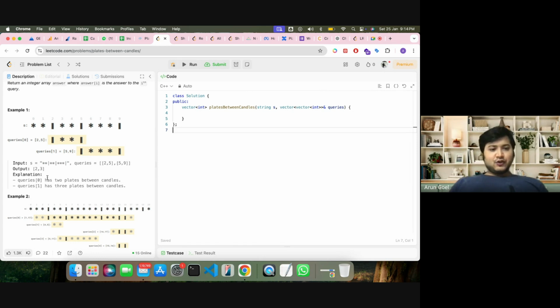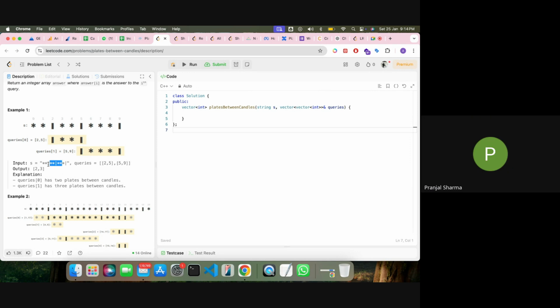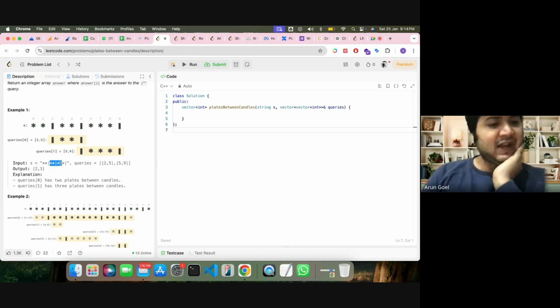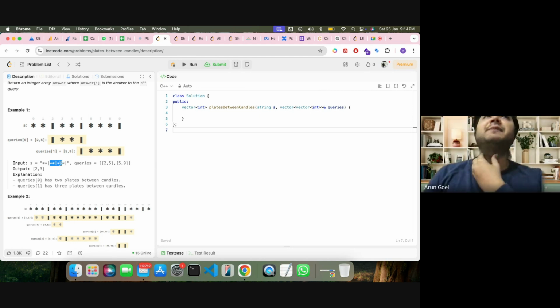Okay, so if I tomorrow ask you, hey, this is the range, tell me how many plates are there, don't you think you would be able to tell the number of plates till this index minus the number of plates till this index? Yes or no? Yes, prefix sum type. It will be a prefix sum one. Now you need to know where my leftmost plate is, right? And where is my rightmost plate?